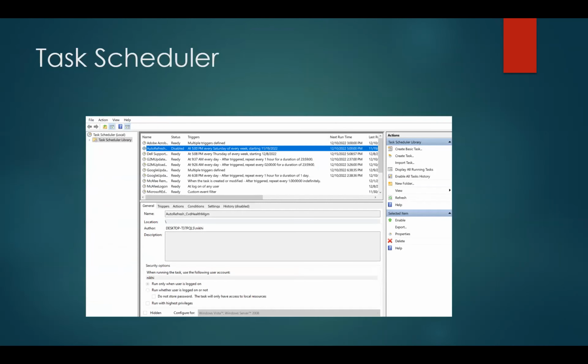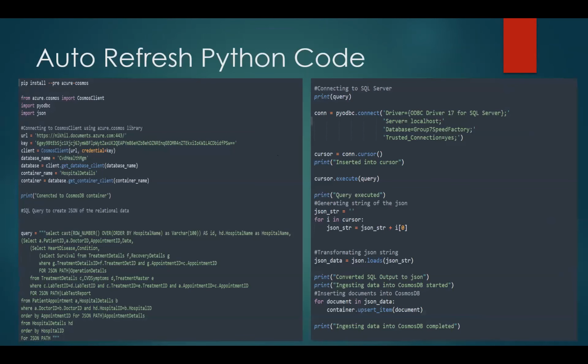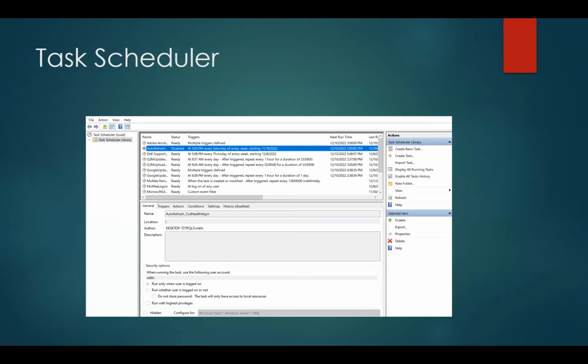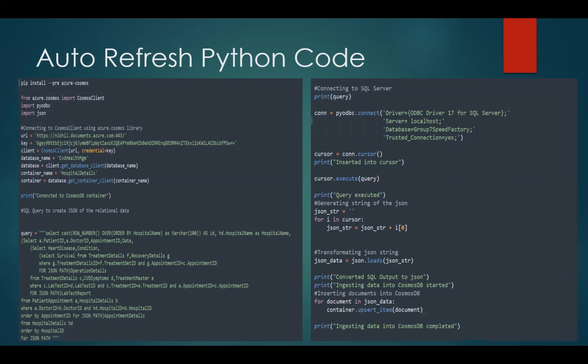And this is a screenshot which I was talking about, the Task Scheduler, where we have scheduled it to fire on every Saturday at 5 o'clock. And once the data is converted into JSON format, we are loading the same data into Cosmos DB. And for the loading part, we have written this Python code.